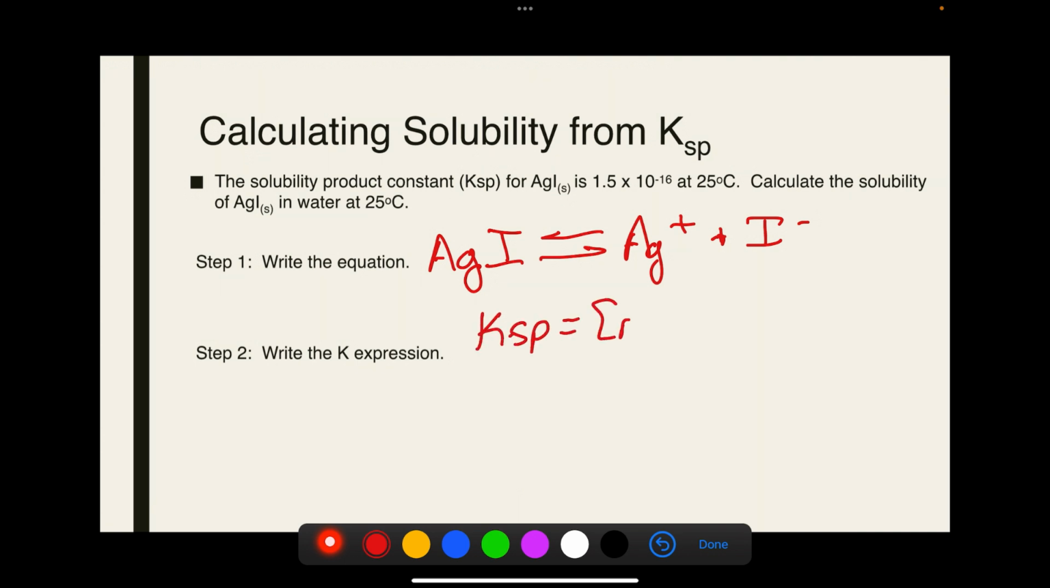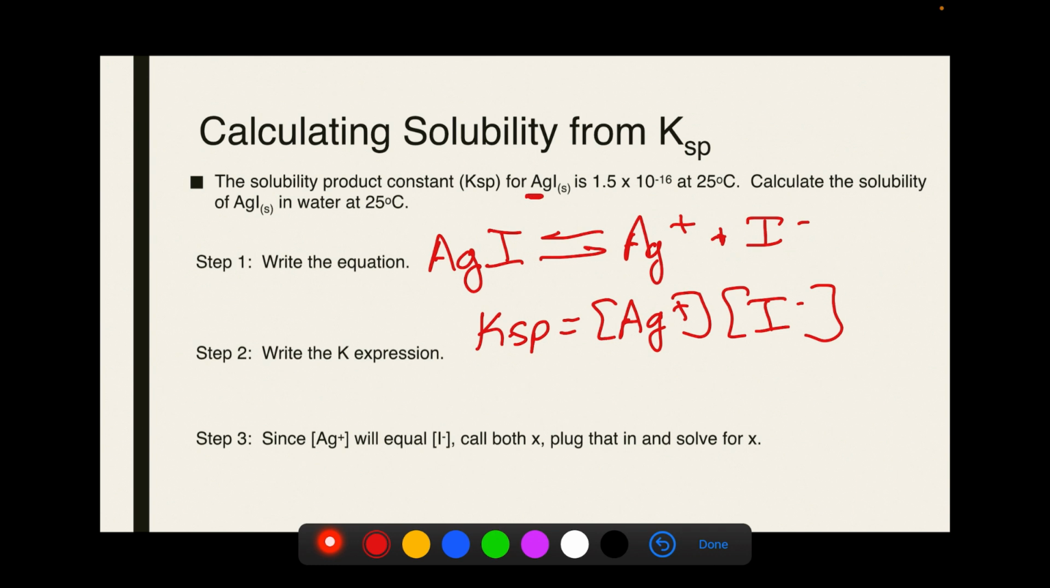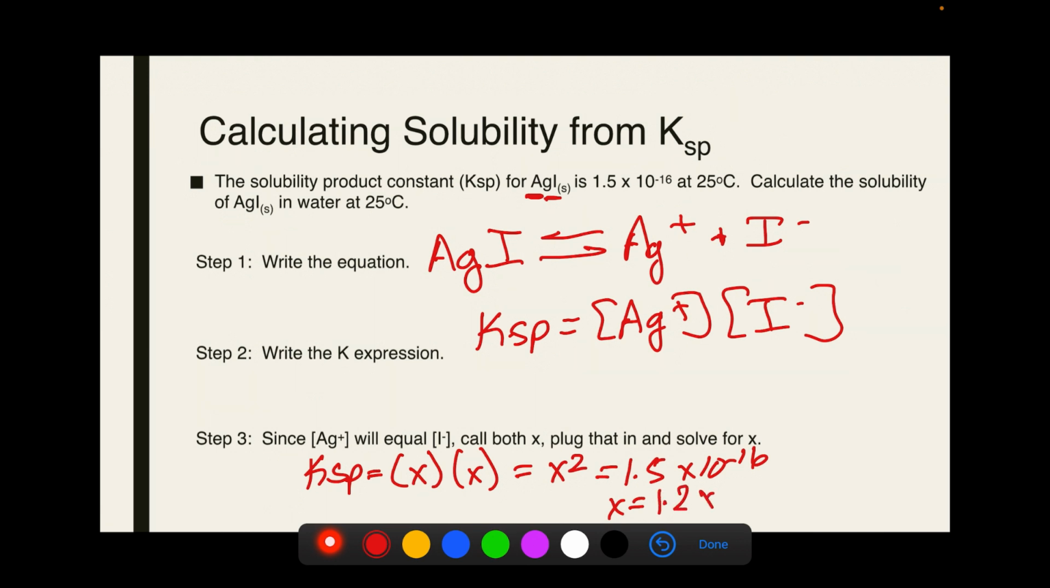So KSP is going to be equal to the concentration of silver times the concentration of iodide. In this case, since it's a 1-to-1 ratio between Ag and I, we can call both of those X. So our KSP is going to equal X times X, or X squared. We know that the KSP is 1.5 times 10 to the negative 16th. So using that, we can solve for X by taking the square root of both sides. And we get 1.2 times 10 to the negative 8th. Now, since this is a solubility, we do need a unit, so it's going to be moles per liter or molarity, whichever you prefer.